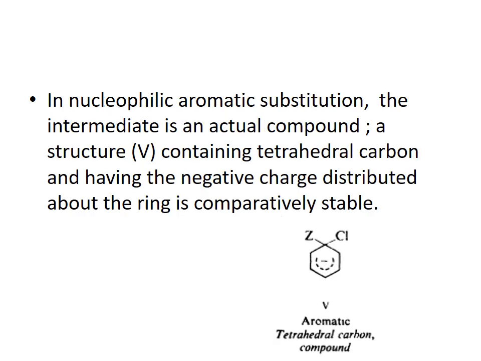So in nucleophilic aromatic substitution, the intermediate is an actual compound, a structure like 5, shown below, containing a tetrahedral carbon and having the negative charge distributed about the ring. It is a comparatively stable structure.